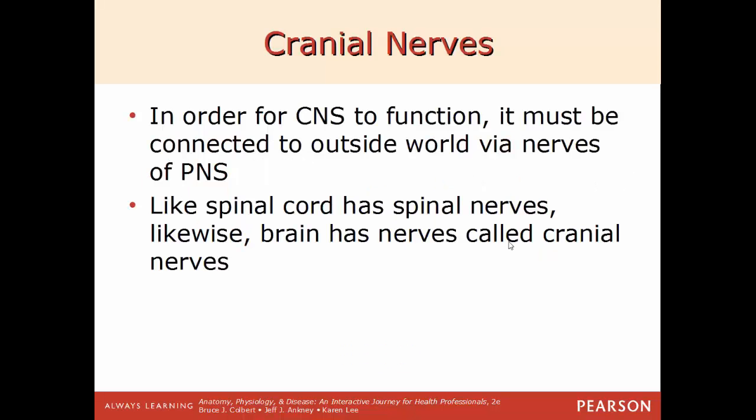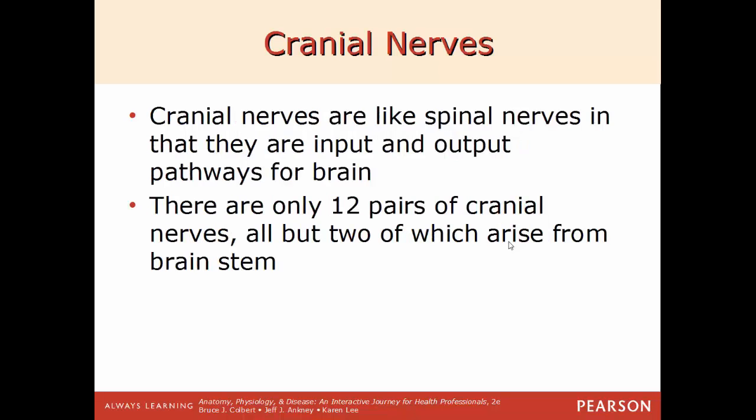All right, now we'll talk about the cranial nerves. In order for the central nervous system to function, it must be connected to the outside world via nerves of the peripheral nervous system. Like the spinal cord has spinal nerves, the brain has nerves called cranial nerves. And the cranial nerves are like spinal nerves in which they are both input and output pathways for the brain. But with the spinal nerves, you have 31 pairs of nerves, and cranial nerves are only 12. And all but two of these arise directly from the brainstem.